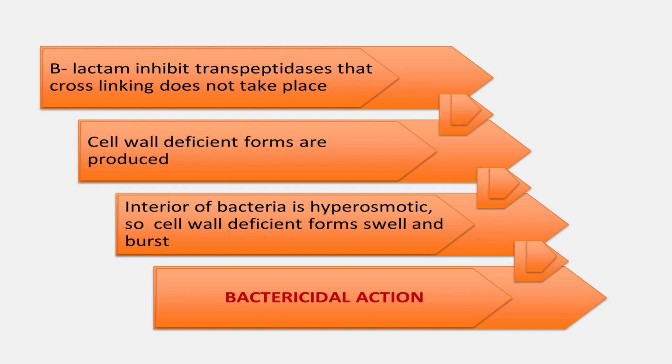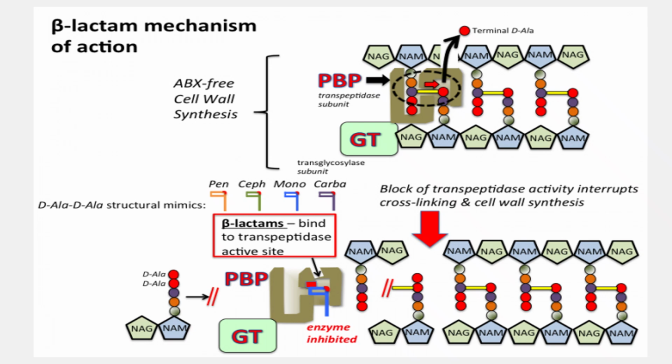So cross-linking does not take place, cell wall deficient forms are produced, and the interior of the bacteria becomes hyperosmotic. The cell wall deficient forms swell and burst, leading to the bactericidal action. This is the diagrammatic representation of the mechanism of action of the cephalosporin drug. Here we can see that cephalosporin basically binds to the transpeptidase active site.